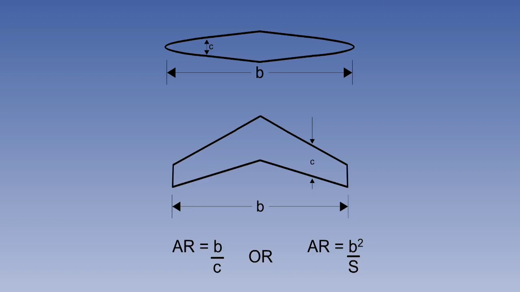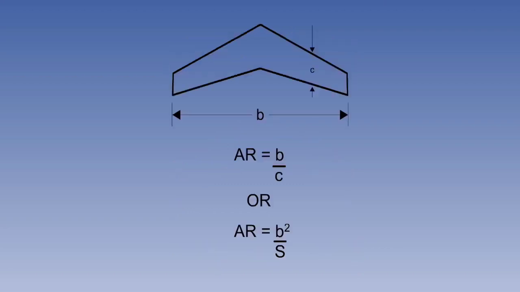If the planform is curved, for example like the Spitfire's elliptical wing, an alternative way of determining the aspect ratio is span squared over area. This assumes, of course, that you have a figure for the wing area. The aspect ratio of the wing determines the aerodynamic characteristics and structural weight.